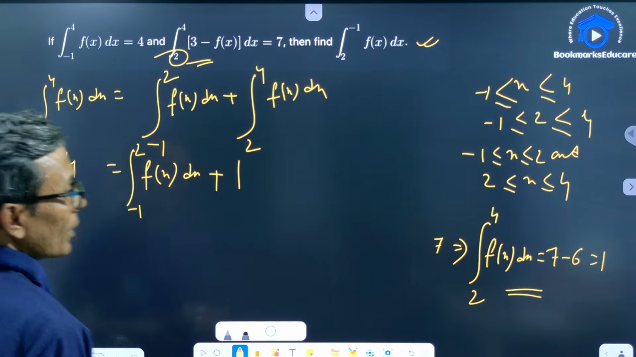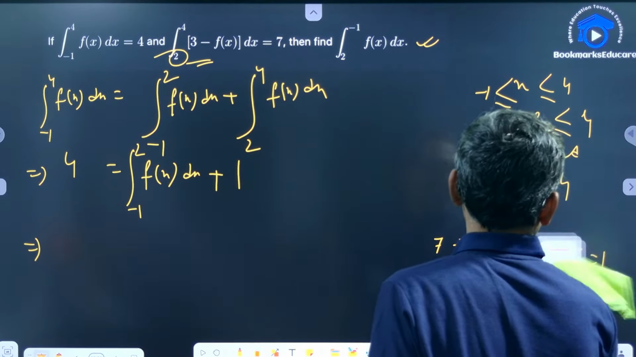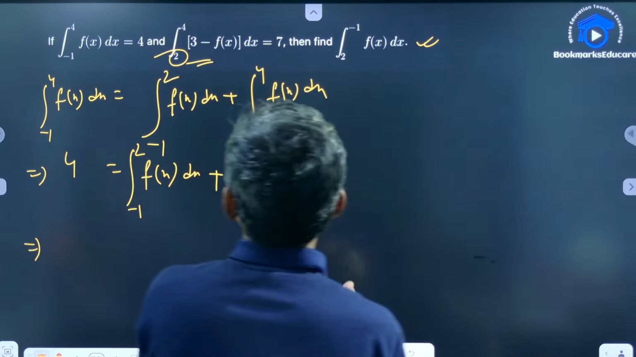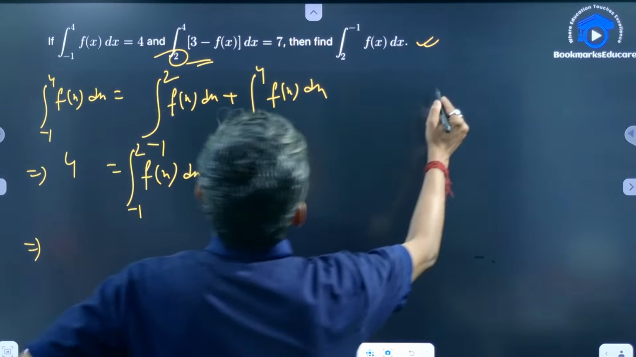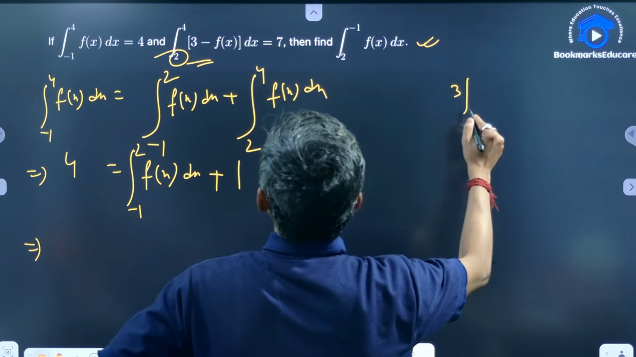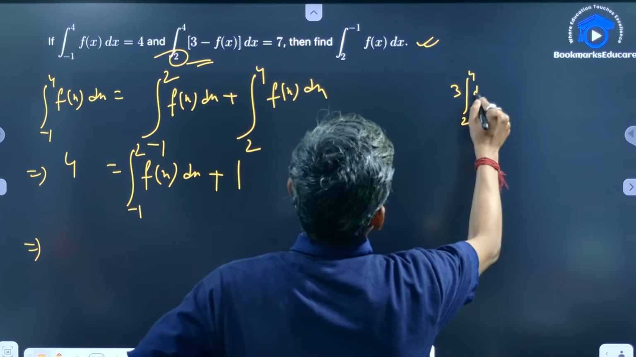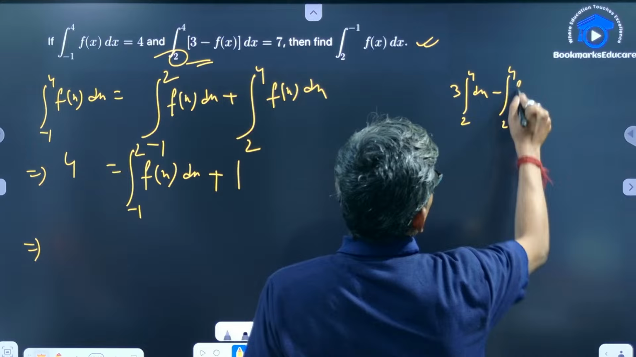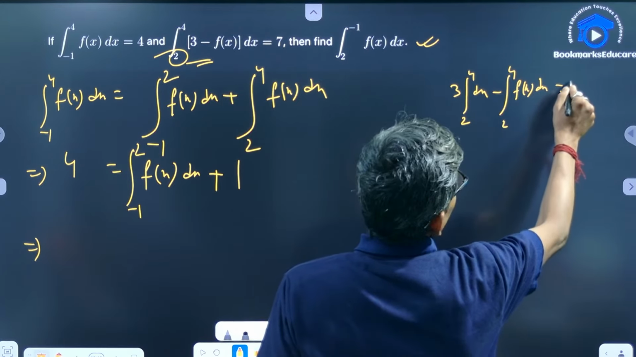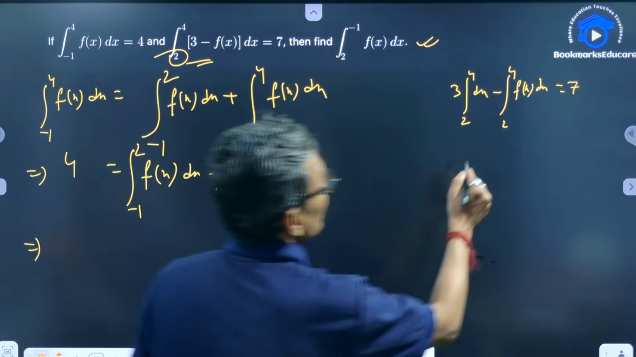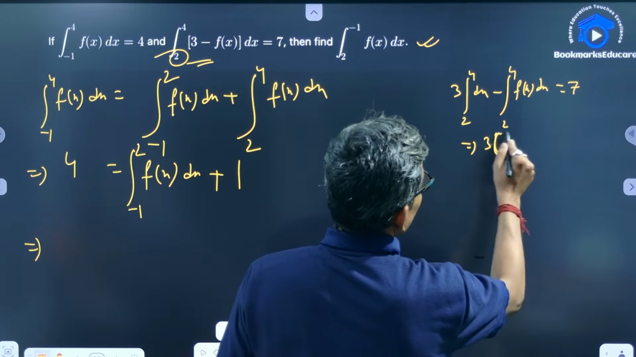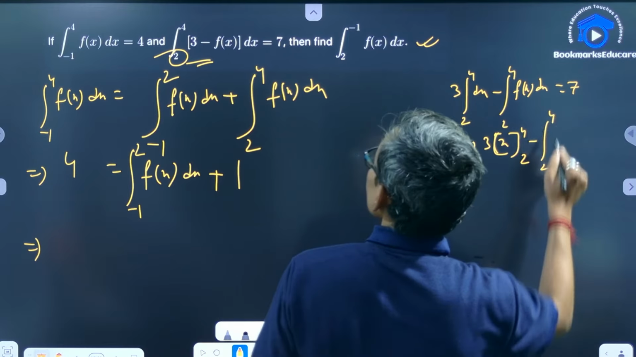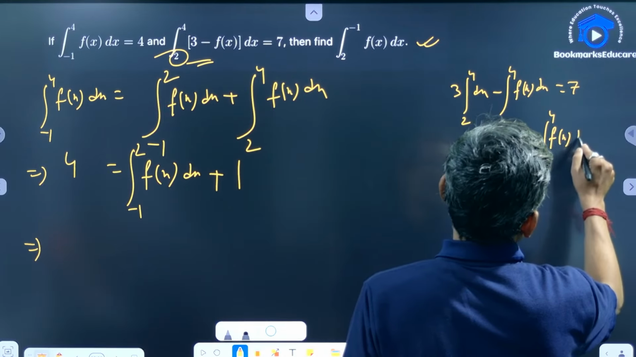ठीक है, फिर और एक बार कर लेता हूँ इसको. 6 आएगा, देख लेता हूँ और एक बार यहाँ पर, और एक बार इसको कर लेता हूँ. 3 into integral 2 to 4 dx minus integral 2 to 4 f of x dx is equal to 7. ओके, सो ये वाला 3 इंटू ये वाला क्या हो जाएगा, x इंटीग्रेशन इसका 4 to 2 माइनस integral 2 to 4 f of x dx is equal to 7.